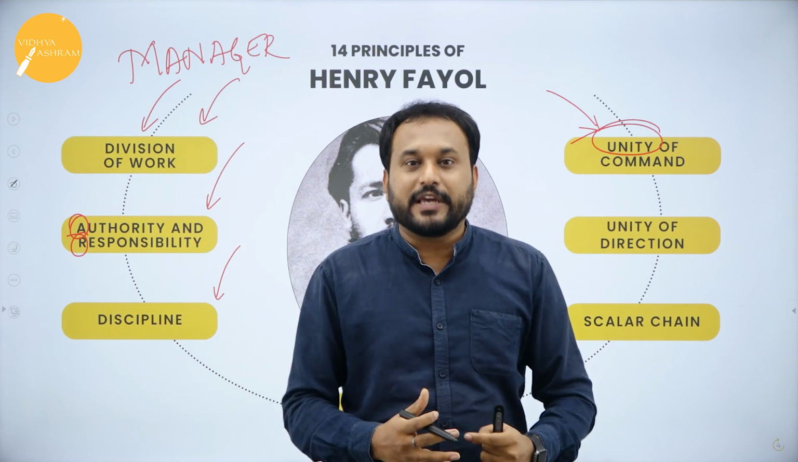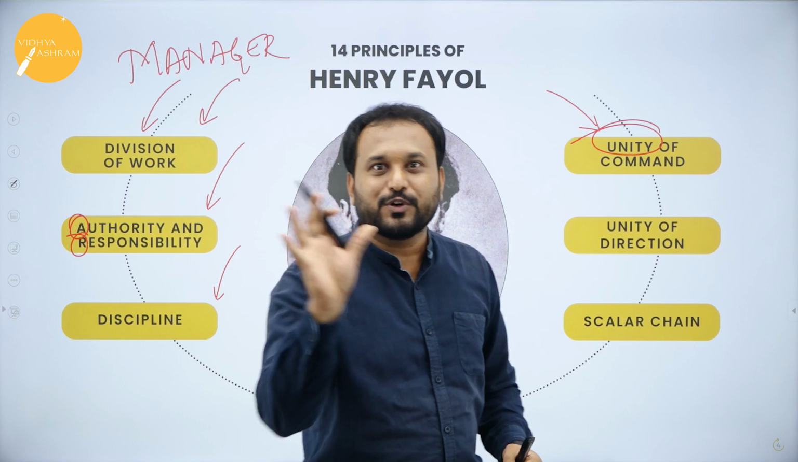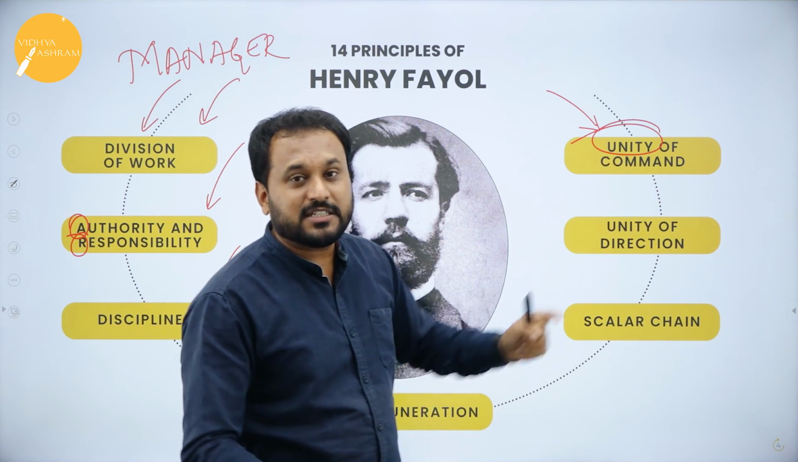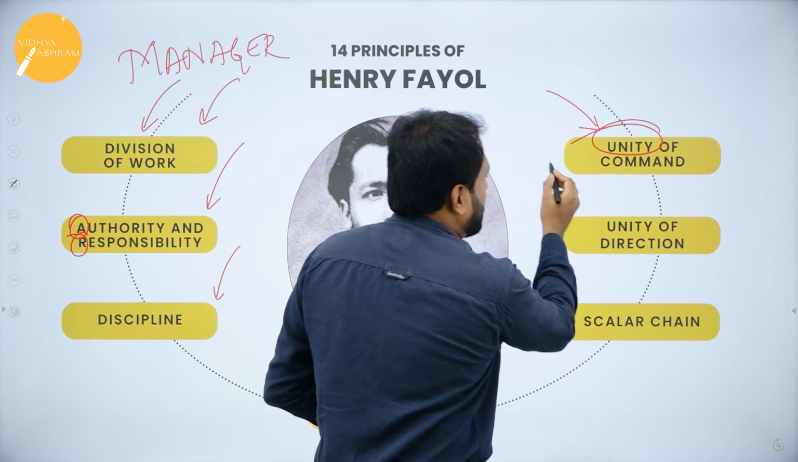If there are two superiors and they give commands to many people, then there is something called confusion, right? Everything will go mumbo jumbo. That is why unity of command means each employee will have one boss. This is called unity of command.